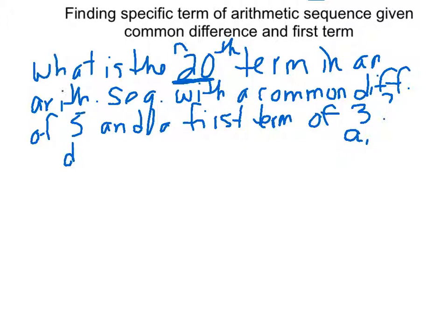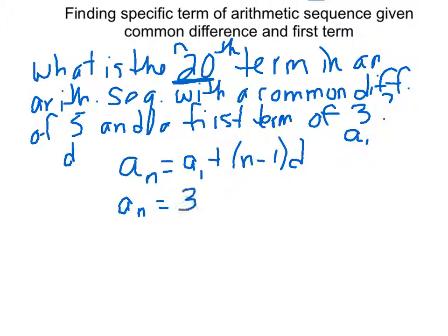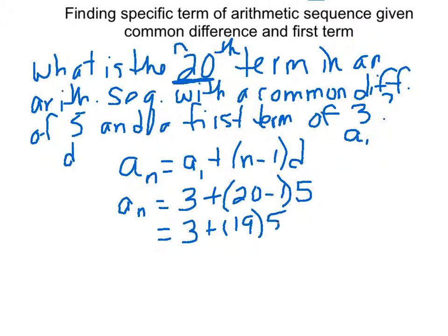So now we pull out our handy dandy formula, which hopefully you already have written down. n minus 1 times d, and we plug things in. This is what we're looking for, a sub n. Our first term is 3, plus our n is 20, times a common difference of 5. Again, applying the rules of PEMDAS. 20 minus 1 is 19, times 5. Now we have to do the multiplication. That's going to be 95, and then finally we add the 3, and we end up with 98.